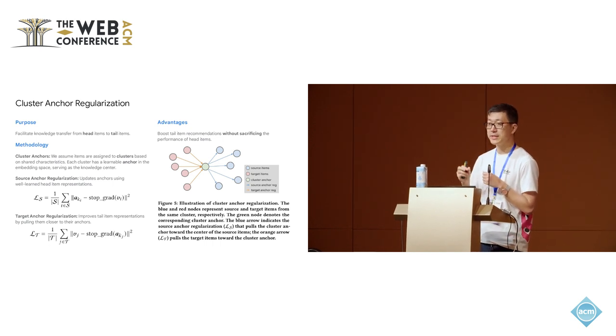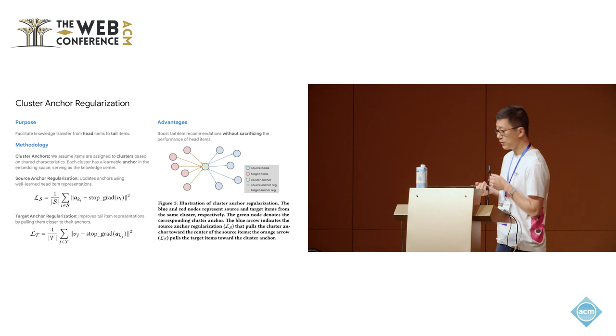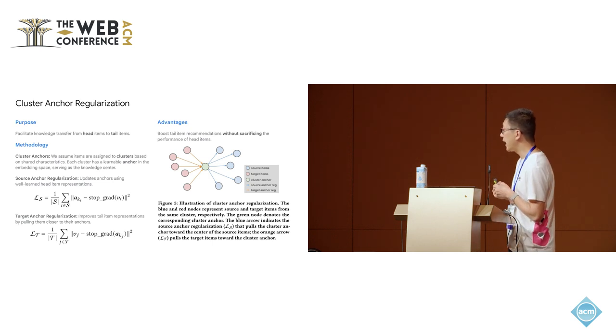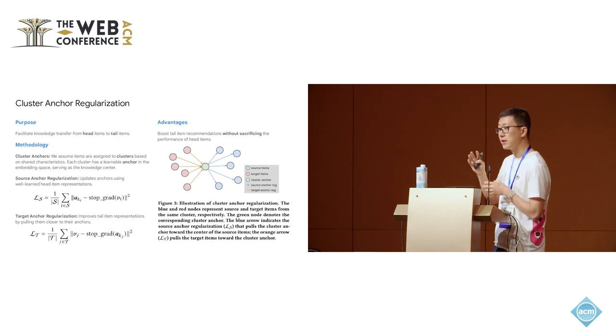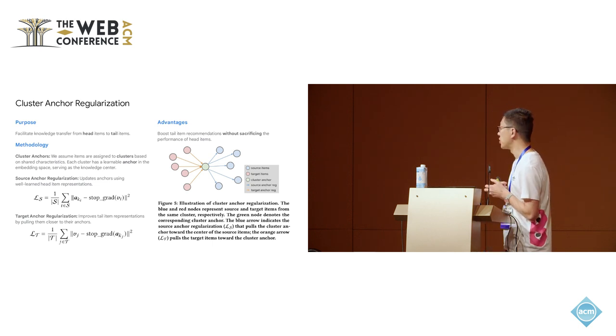Each cluster will have a learnable anchor. You can think of this anchor as a representation of the knowledge center. Again, the figure on the right is a high-level illustration of this idea. All the nodes here represent items from one cluster. The blue nodes are the source items or head items, the popular items, and their embeddings are often better learned because there are more of them in the training data, and the model has seen more of them.